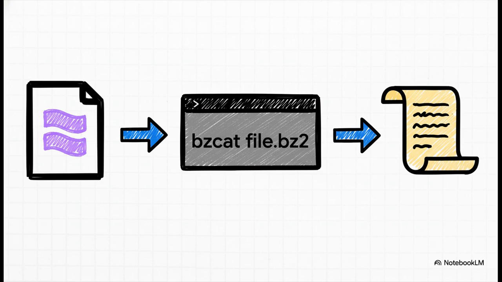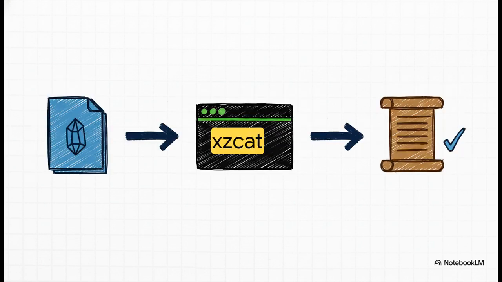For a bz2 file, which was made with bzip2, you use bzcat. It's the exact same idea. Simple, right? And you guessed it, for those super small xz files, the command is xzcat. This kind of consistency is what makes the Linux command line so powerful. Once you learn one pattern, you kind of know them all.